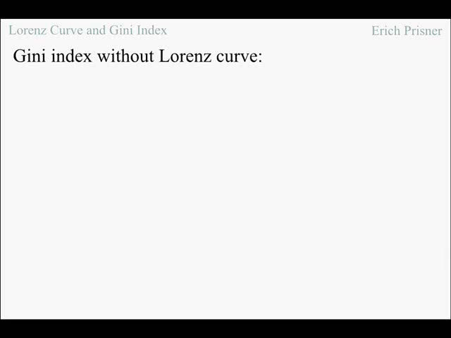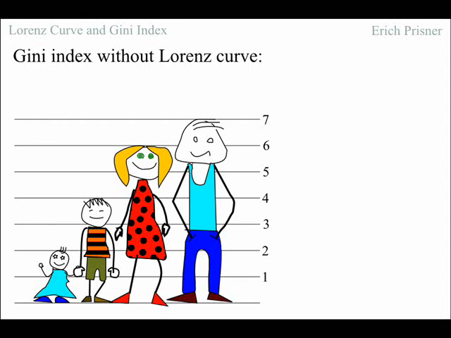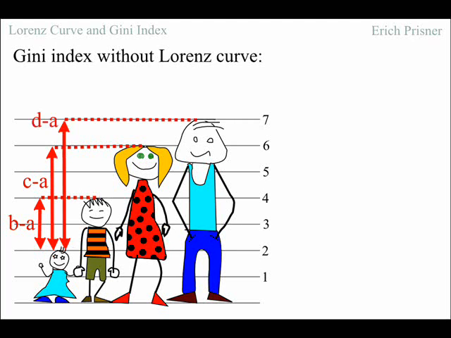There's another way of describing and calculating the Gini index that doesn't use a Lorenz curve. For this, we look at all the differences between our 4 family members. The difference between Bob's and Anne's height is b minus a, the difference between Cindy's and Anne's height is c minus a, the difference between Doug's and Anne's height is d minus a, the differences between Bob's height and the height of his parents are c minus b and d minus b, and finally the difference between Cindy's and Doug's heights is d minus c.